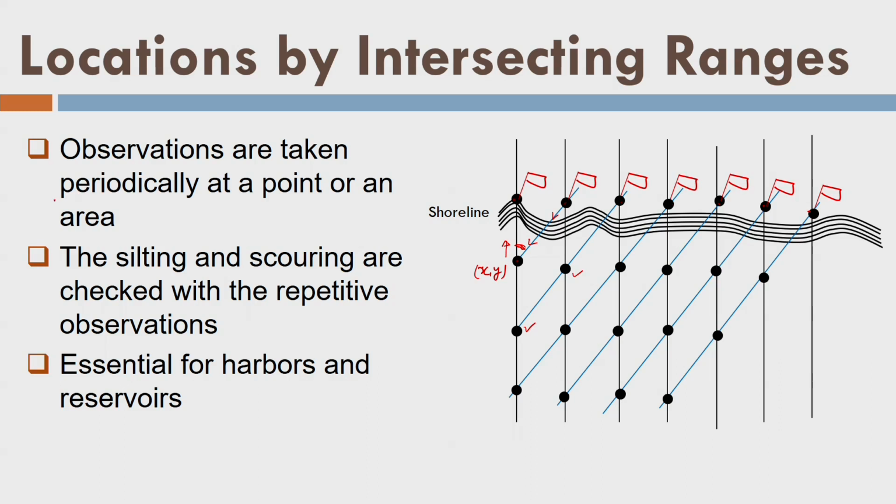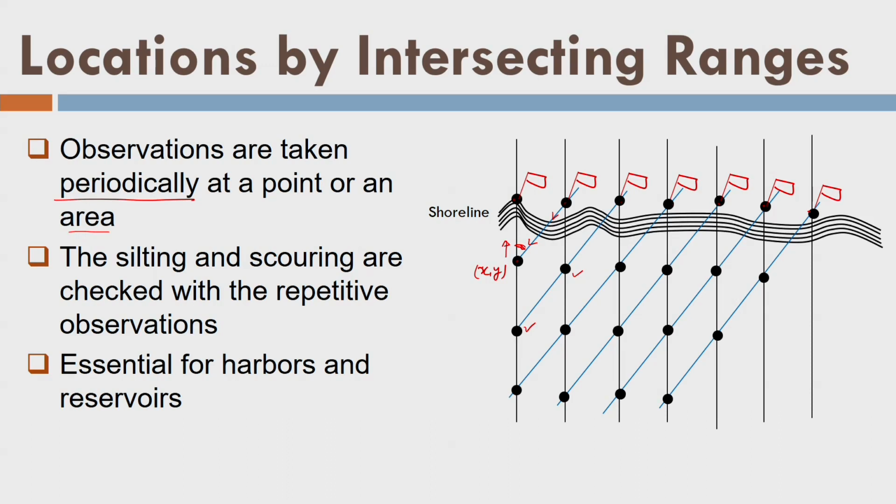So, observations are taken periodically at a point or an area. The silting and scouring are checked with respect to the... okay, now let us say this method is creating a regular grid, and what I want to do here is check whether there is any silting or scouring. Okay. For that purpose, I need to check the whole area in a very regular grid fashion or in a regular format, and for that purpose this method is useful. Fine. I hope that you are getting into hydrographic survey now.